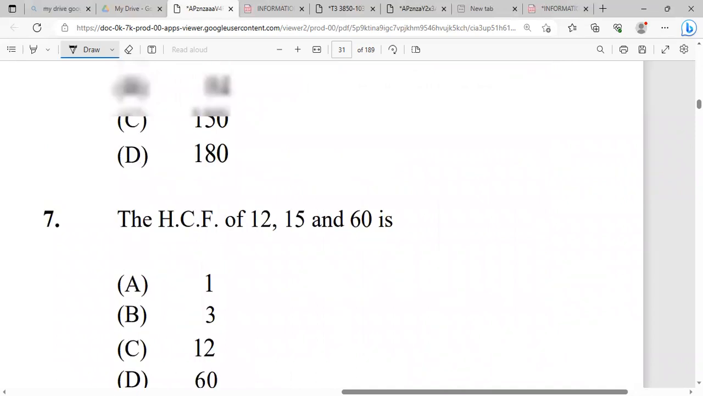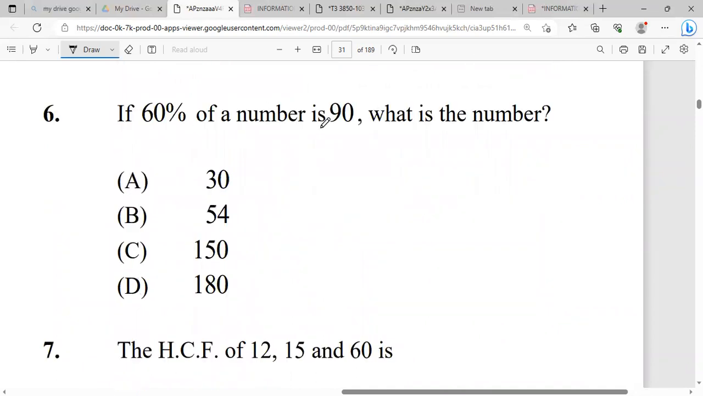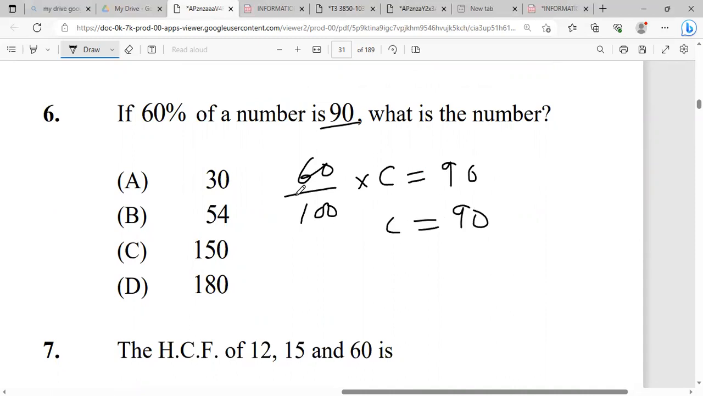All right, if 60% of a number is 90, what is the number? So what it is, 60% of a number. Last time we used y, we now use y again. Let the number be C, and that must give us 90. So what we do is we transpose. So C is equal to 90. Since this is being divided, we multiply, so we take the inverse. And since this is times C, we divide, and that's it.